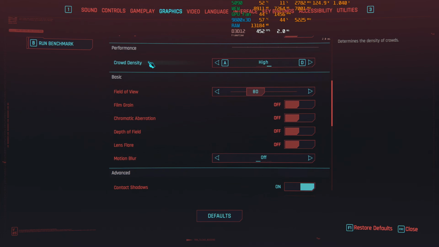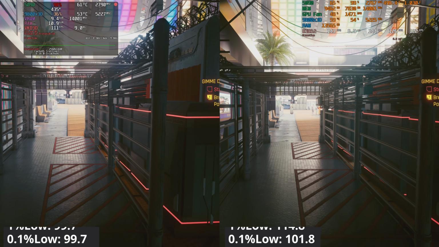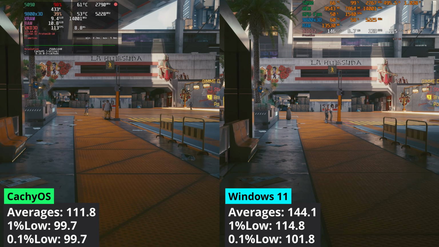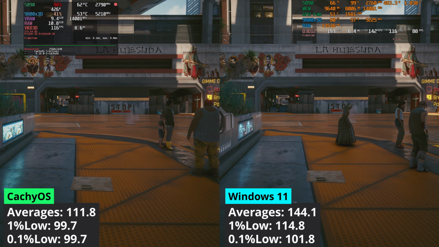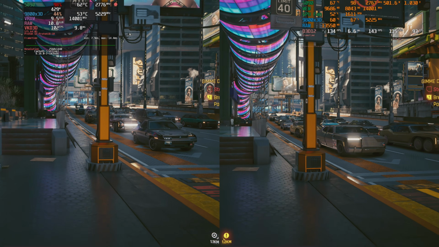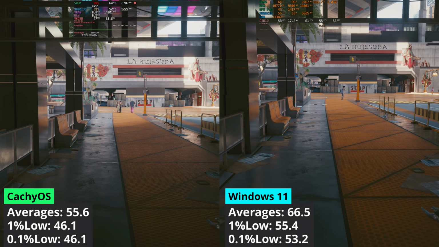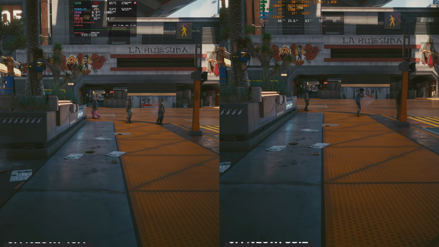In Cyberpunk 2077, when using max settings and DLAA, the gap stands at around 28% in favor of Windows at 1440p, delivering 144.1 average as opposed to only 111.8 for CachyOS. At 4K, the gap shrinks to only 20% in favor of Windows. And this is kind of a trend, to be honest.